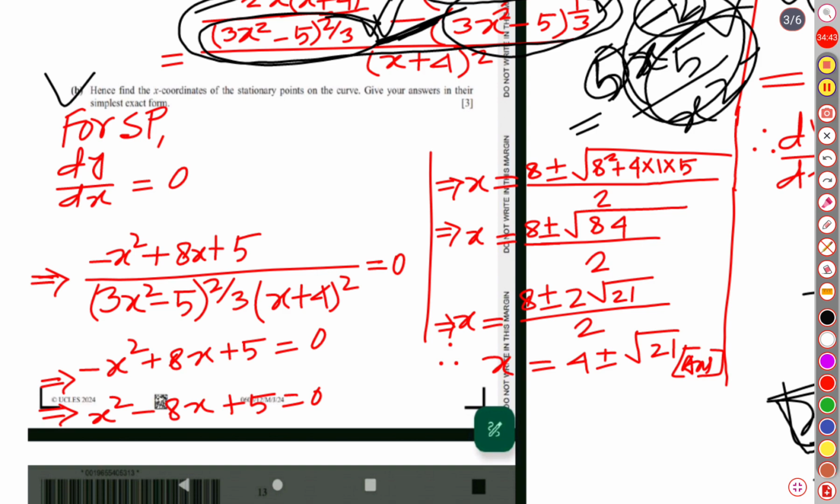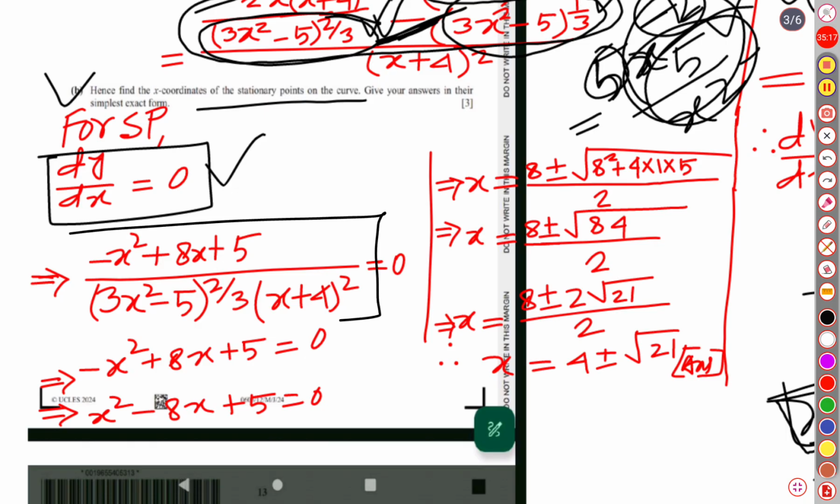Stationary point means the derivative will be 0. After differentiation, whatever we get as the derivative will be equal to 0. Here also, the question says find the stationary point, so whenever the word stationary point is mentioned, the derivative will be 0. So we have written dy over dx equal to 0, and dy over dx from the previous solution is this. We have copied it from the previous question.